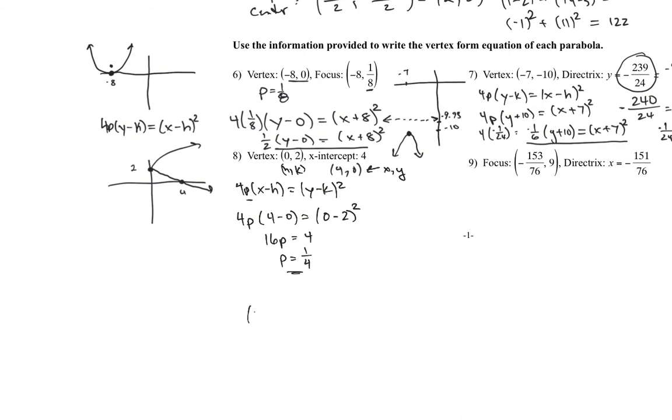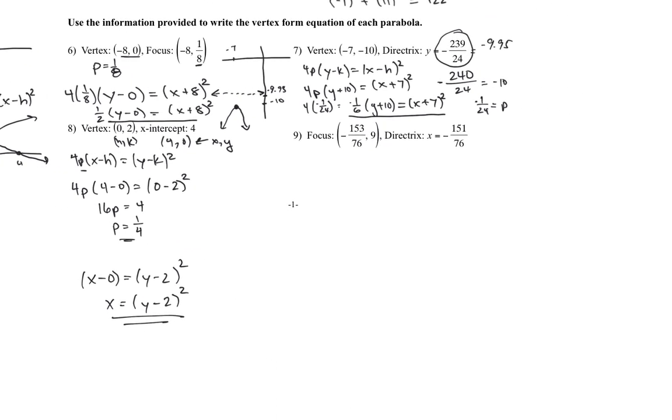So it would be X minus 0 equals Y minus 2 squared, or probably you would see it look like this on the multiple choice answers. They would simplify everything as far as they could.